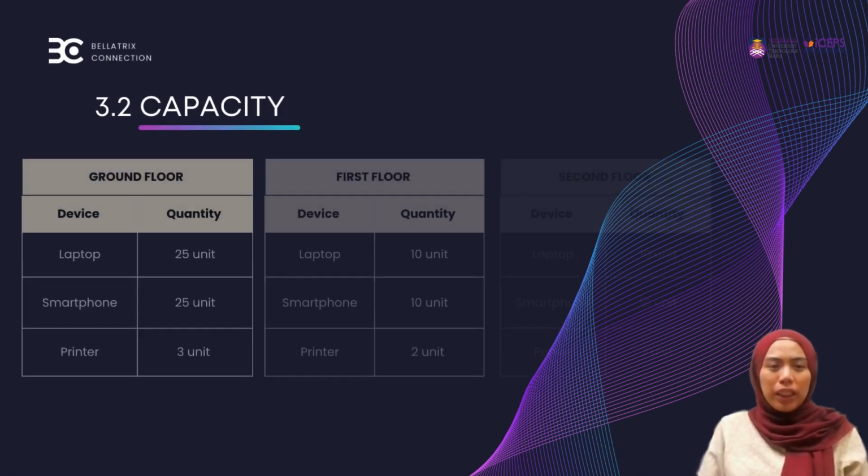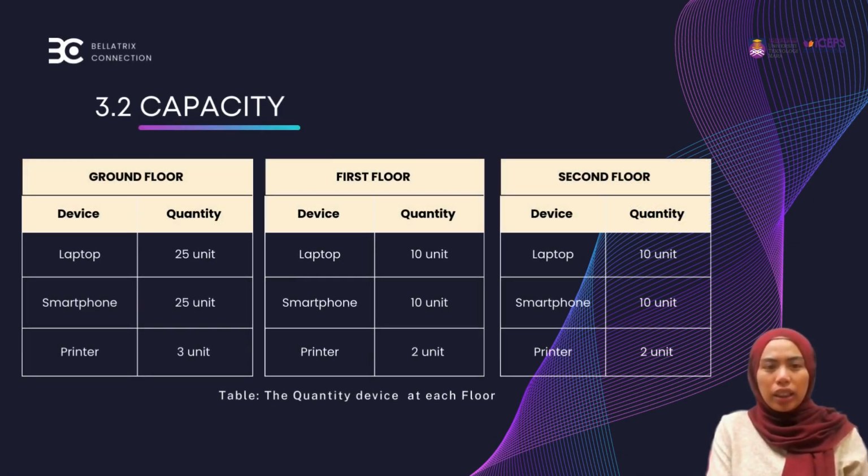Next is the capacity. In this table, we can see the distribution of devices across the different floors of the building. On the ground floor, there are 25 laptops, 25 smartphones, and 3 printers. The first floor has 10 laptops, 10 smartphones, and 2 printers. Moving to the second floor, there are 30 laptops, 30 smartphones, and 2 printers.